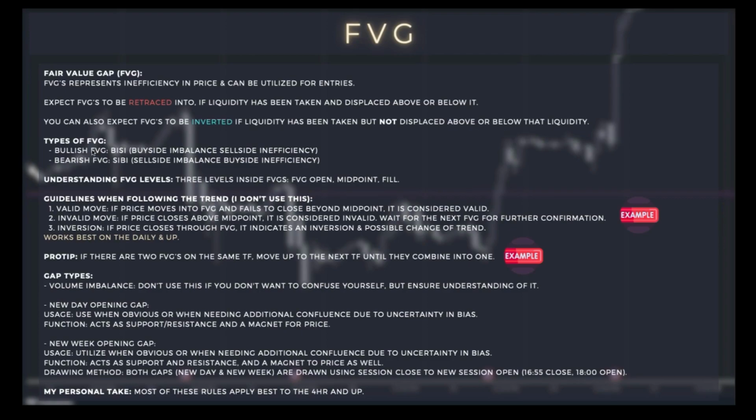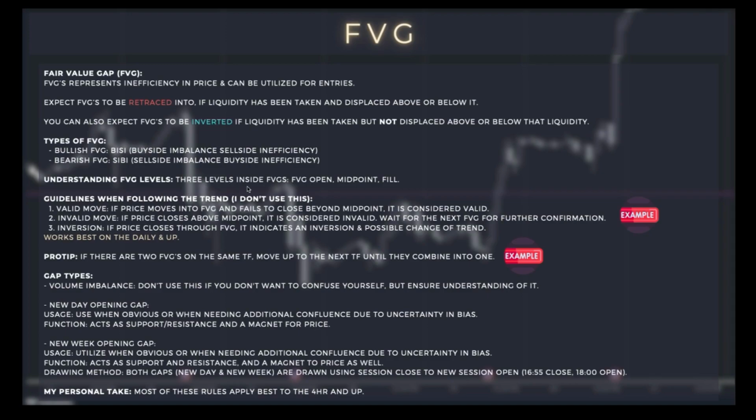Next, we have types of fair value gaps. So the normal ones are the bullish fair value gap, which is just called buy side imbalance, just a bunch of fancy naming here. And then bearish fair value gaps, known as SIBI, sell side imbalance, buy side inefficiency. I don't know why people use all this lingo for. It's just so unnecessary. Now, understanding fair value gap levels, you don't really need this, okay? But I'm gonna throw it in here for you guys because I know someone's gonna be curious about it.